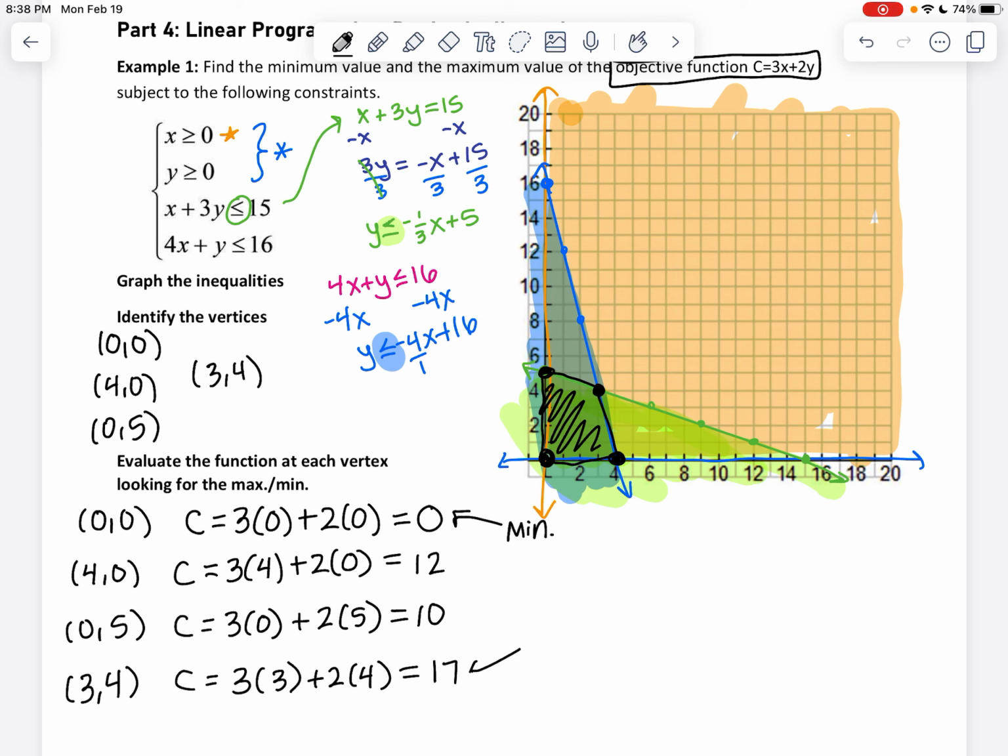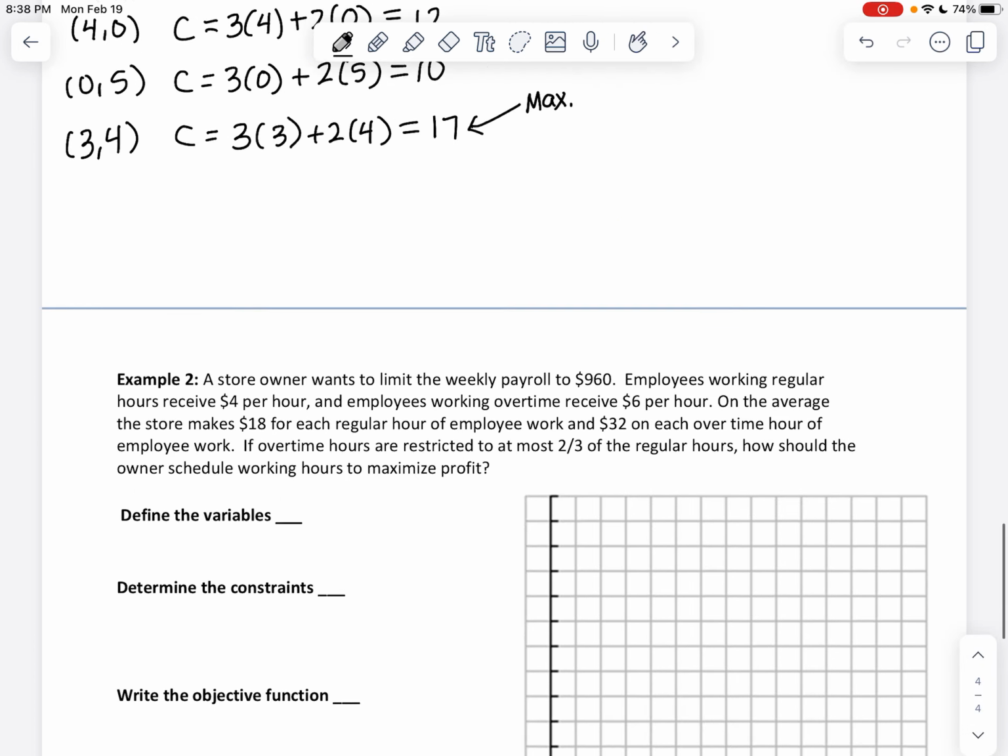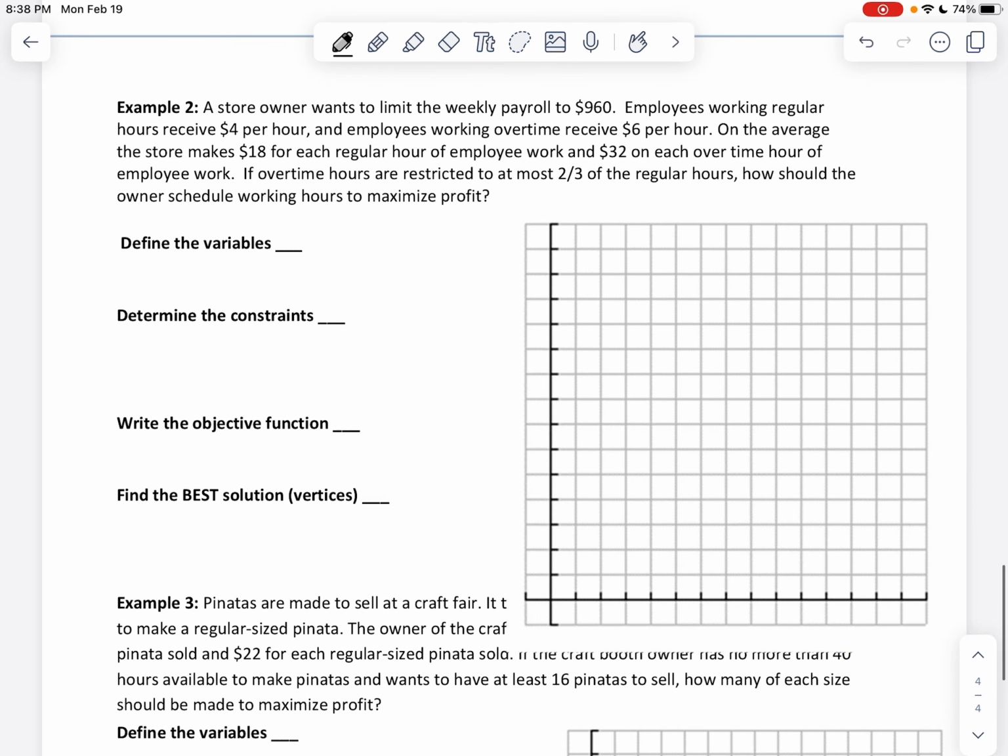And the ordered pair (3, 4), this will give us our maximum. Now, for this first example, we didn't have any context. We just kind of were graphing to see how they go together. But let's look at a problem where we have some context and we can actually minimize or maximize whatever that context is. So here we go.